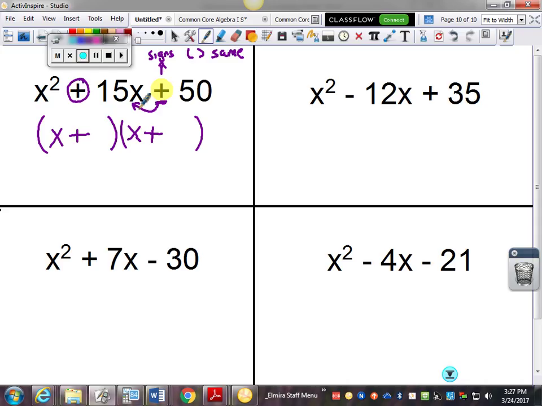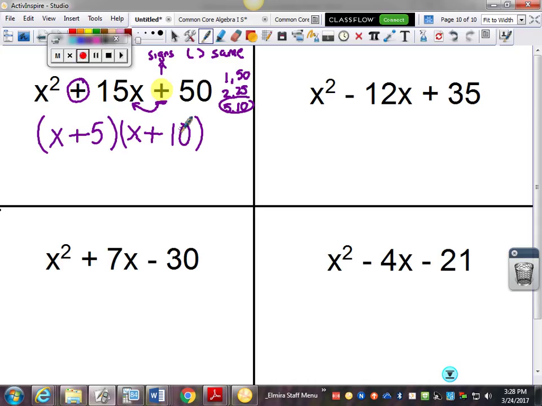So what multiplies to 50? 1 times 50, 2 times 25, 5 times 10. Okay, well, I'm looking for them to add to 15, so the 5 and the 10 work. The order doesn't matter. I could have put the 10 first or the 5 because the signs are the same, so the order doesn't matter.